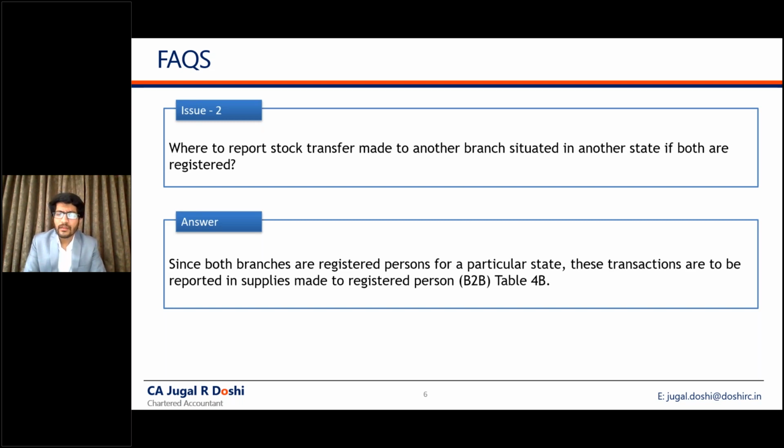Next issue is where to report stock transfer made to another branch situated in another state. So as we all know, in GST there is state-wise registrations. If I am having 3 different GST registrations, we are considered as distinct entities. We are filing GSTR9, GSTN wise, and hence any such transaction with another party should be reported as outward supply only in table 4B while filing annual return for that GST.